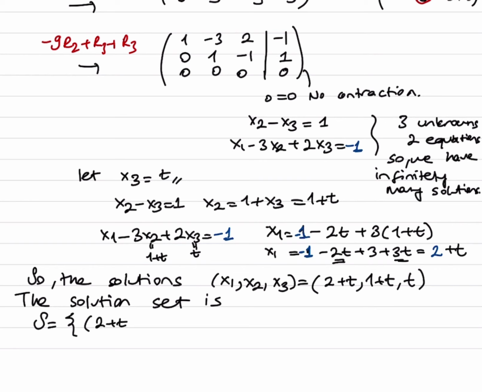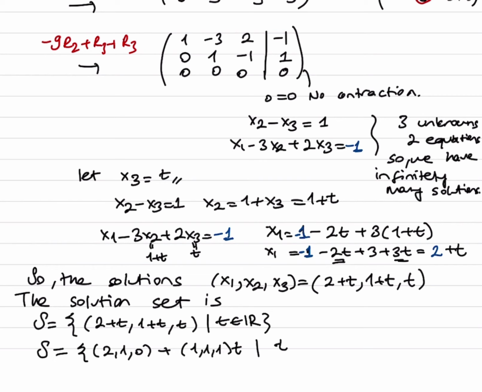So 2 plus t, 1 plus t, such that t is in R, any real number. Or we can write the solution set as (2, 1, 0) plus (1, 1, 1) t, such that t is in R. Or we can write it like this. So this is the solution set, and we have infinitely many solutions.